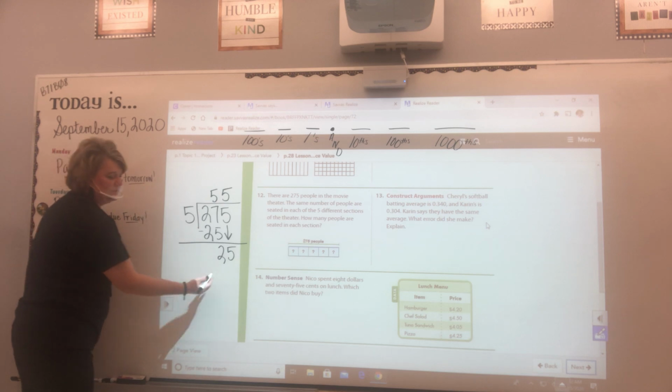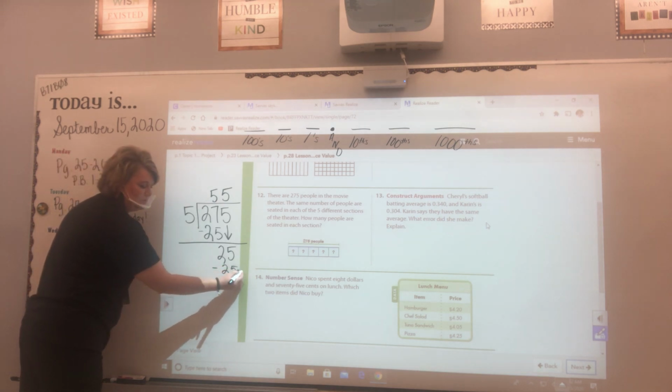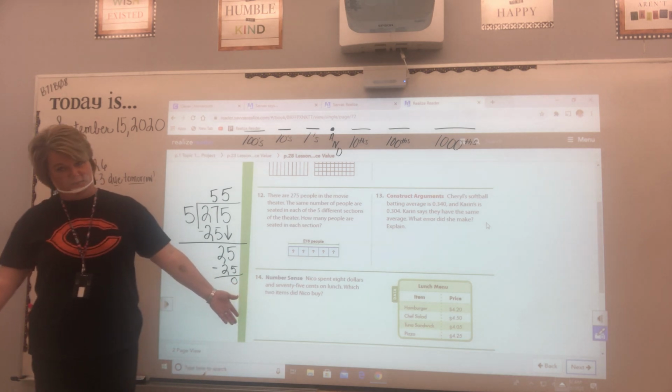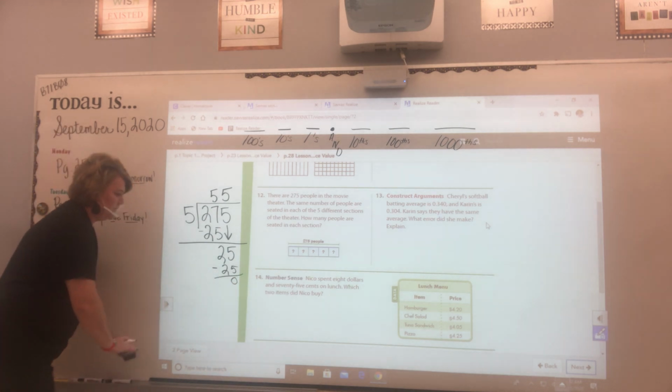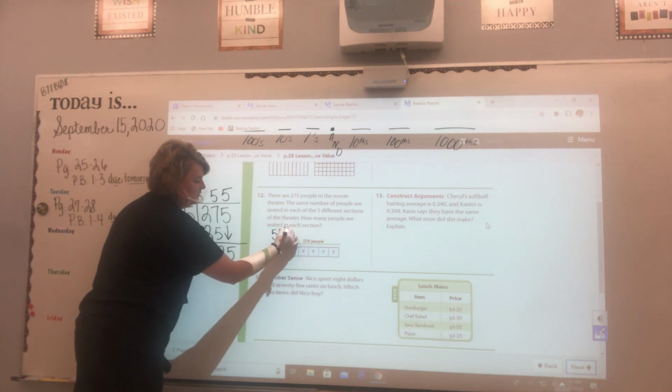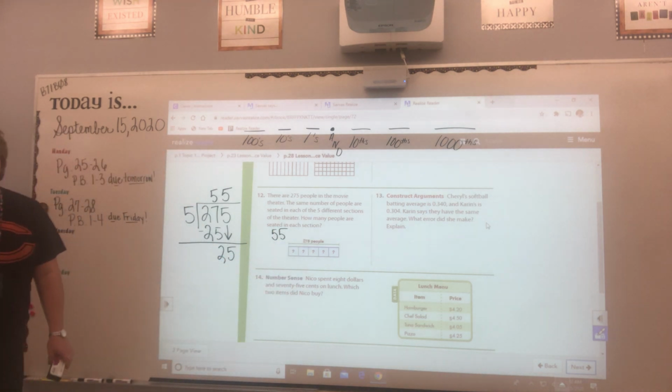So if 5 times 5 is exactly 25, Eric, watch. I don't like to put minus 25 and get a 0. I already knew it went in there evenly. Are you with me? So I usually don't do that. There's your answer: 55 people in each section. 55 people in each section. Do you have that written?